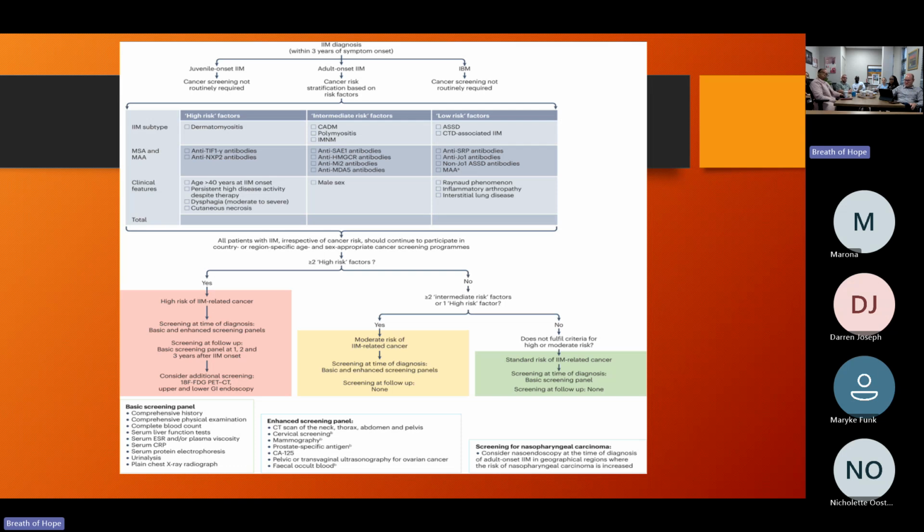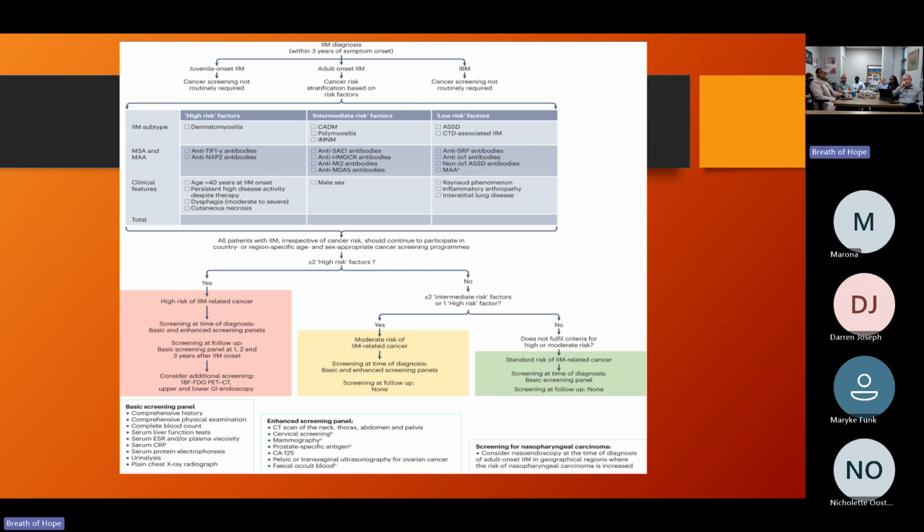The group that we are worried about is when they present with a lot of skin manifestations and they have the TIF1 gamma or the NXP2. You'll see the SAE is luckily here in the intermediate group. Age older than 40, high disease activity despite your therapy, so they don't respond too well to therapy, that should be a red flag for you. They mentioned dysphagia. That's quite interesting. And then cutaneous necrosis, which are ulcerations as well.